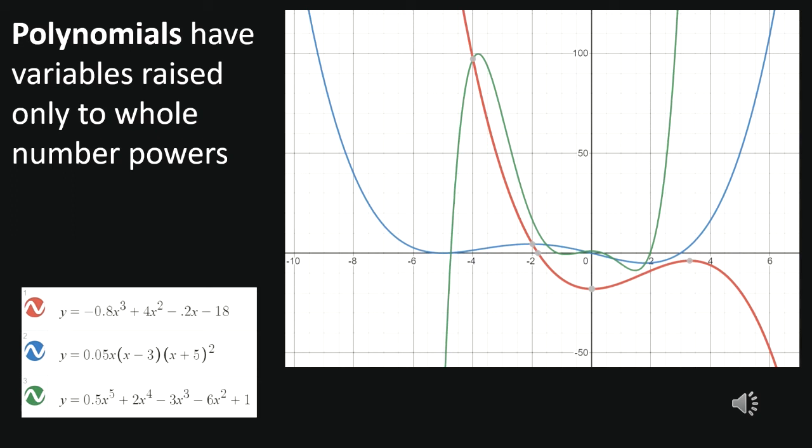And then the third example is a 5th degree polynomial. The highest power is a 5, and it is in standard form. So anyway, later in the semester, we will study polynomials some more. We'll point out some more features about their graphs. But for starters, we just want to make sure we know the definition.